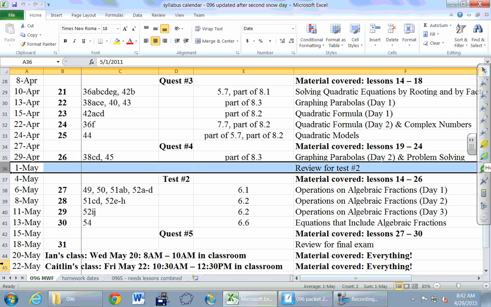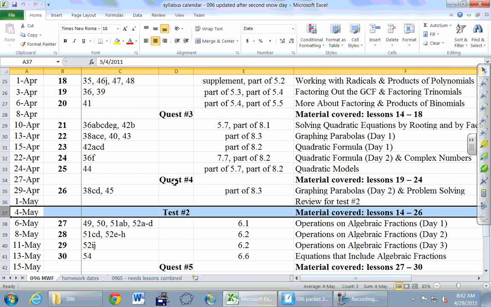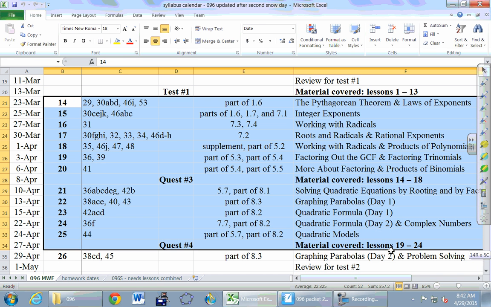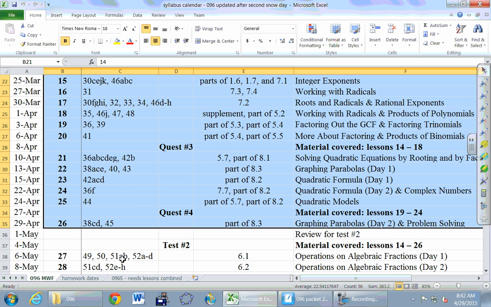Also coming up is our review day for test number 2. This is on Friday is our review day. And then the test itself is on Monday, right? And that test, again, it covers more than just a quest. This test covers classes 14 to 26, a whole bunch of stuff. On a Monday, well, that's not how I scheduled it originally. We had 2 snow days, remember?